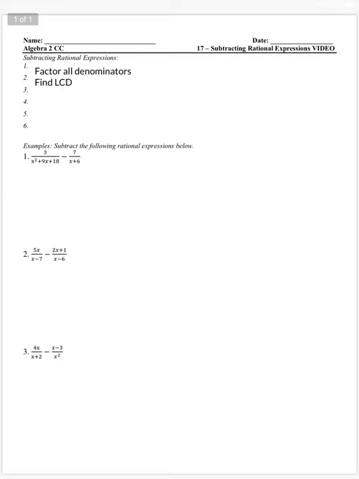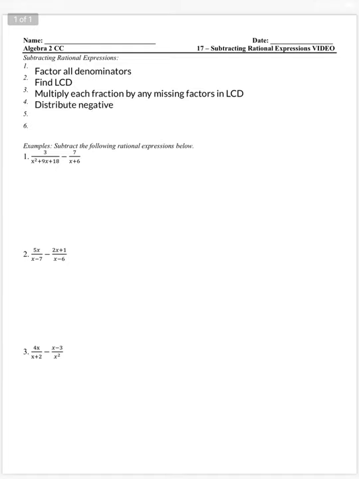Once you have the LCD, you're going to multiply each fraction by any missing factors in the LCD, just like the other day. That way all the denominators should be the same. And then the fourth step is the new thing. So unlike with adding, you have the subtraction sign. So you're going to distribute the negative.